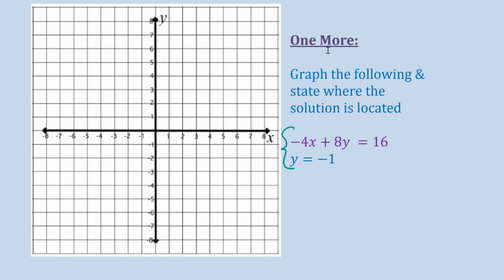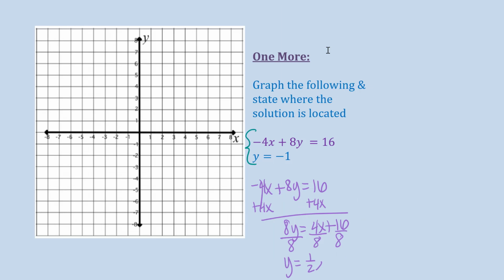All right, so this time you're going to notice that that first equation is not in slope-intercept form. It's in standard form. So we need to first change it into slope-intercept form so we can actually graph it. So remember that we need to add 4x to both sides and then divide everything by 8. And if you can reduce, always reduce that slope. So our negative 4x plus 8y equals 16 equation turns into y equals 1/2 x plus 2. That's what I'm going to graph because that's slope-intercept form.